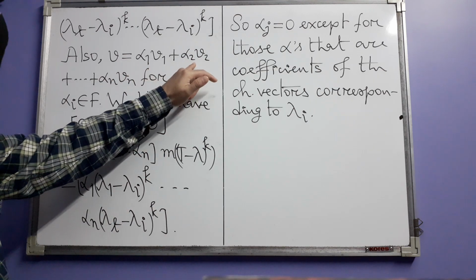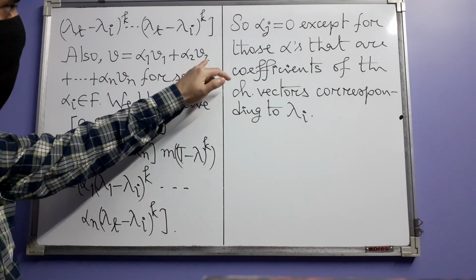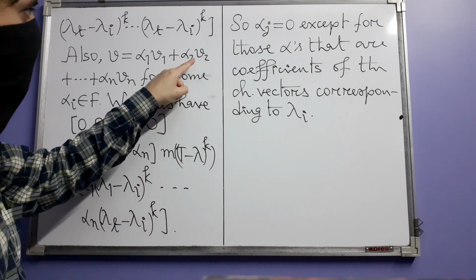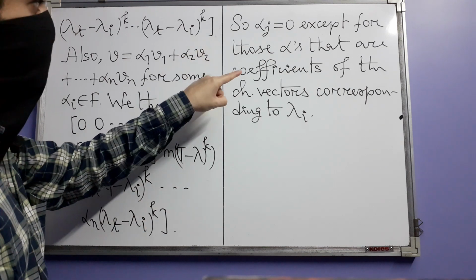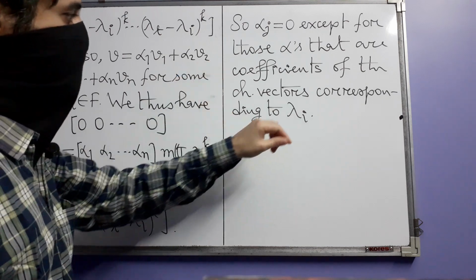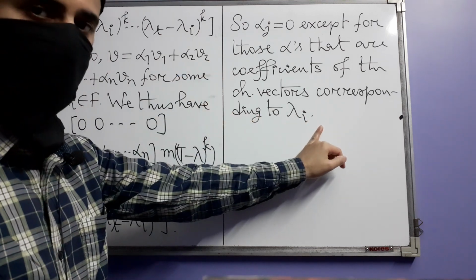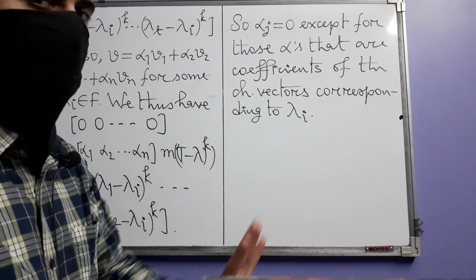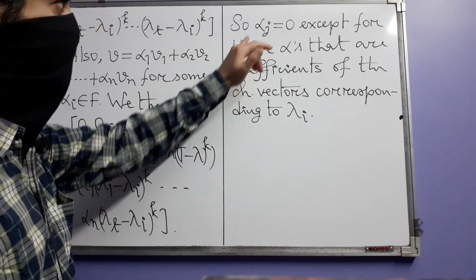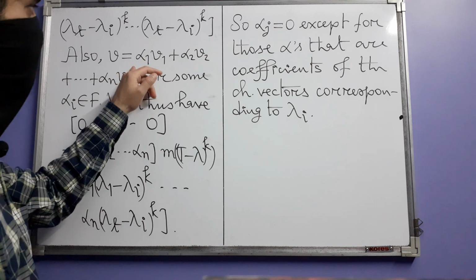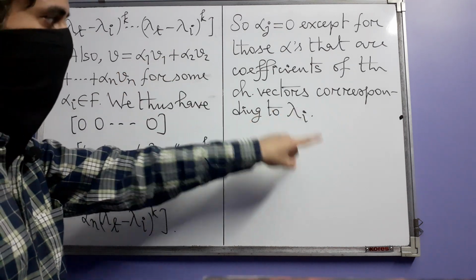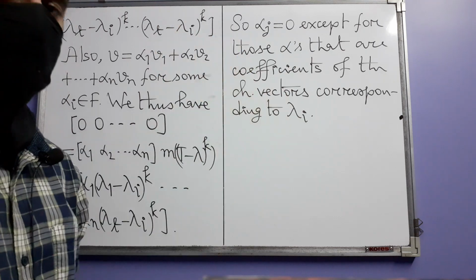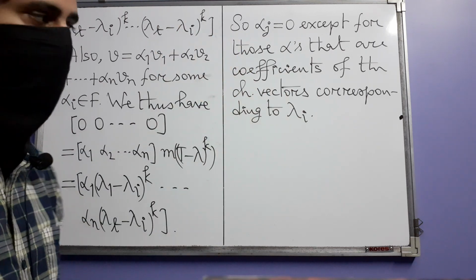Here you see the alphas as the coefficients of characteristic vectors. Those alphas that correspond to the characteristic vectors corresponding to lambda I, we cannot say anything about those alphas. The remaining alpha j's which do not correspond to lambda I in this sense but correspond to some other lambda j's, they are 0. Okay.